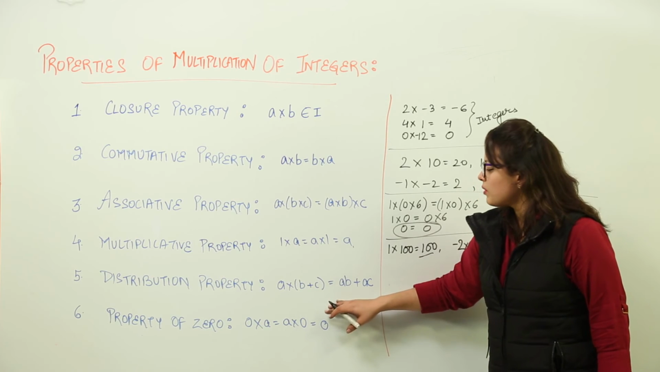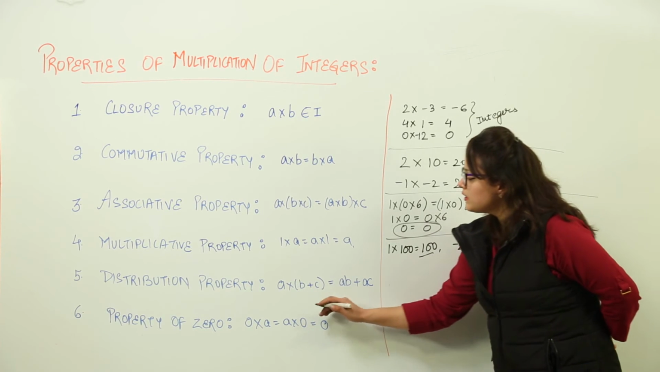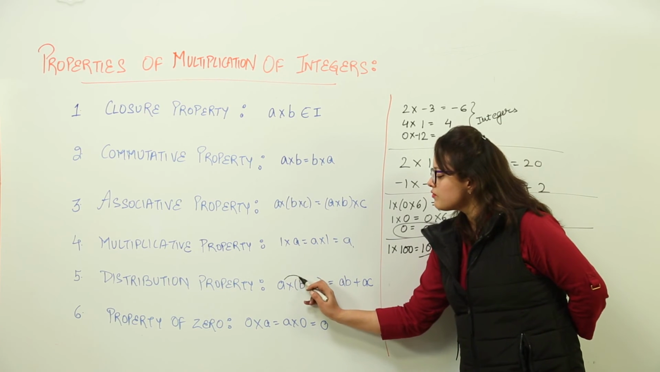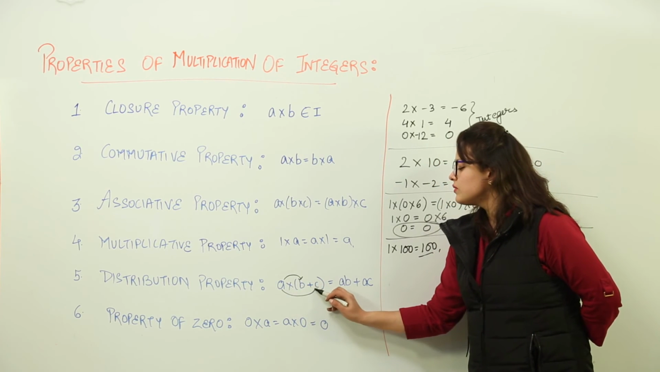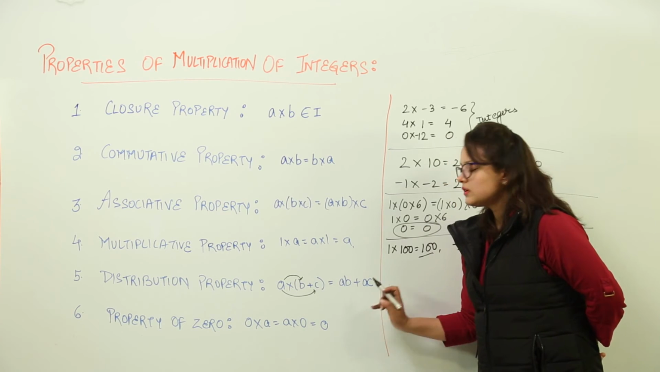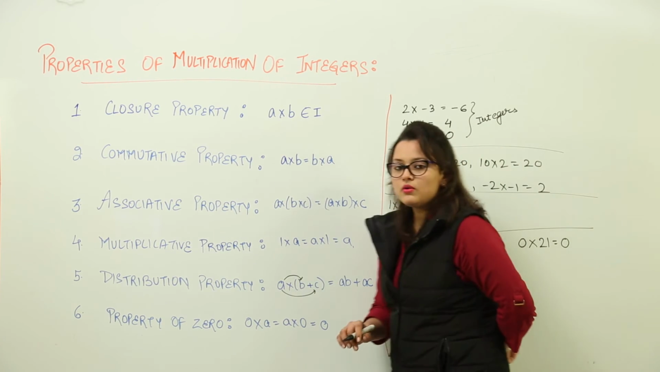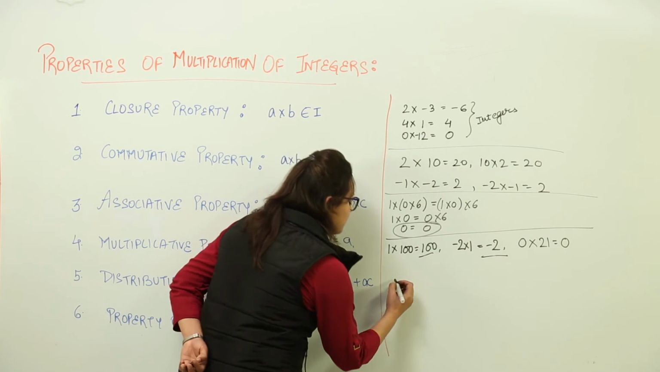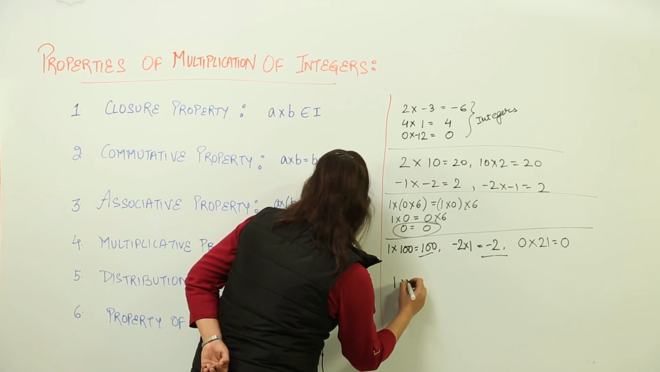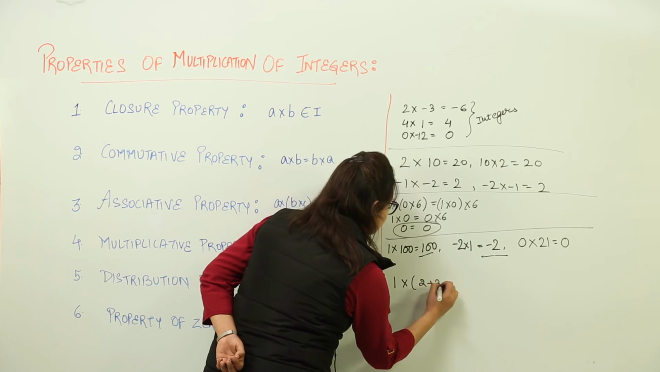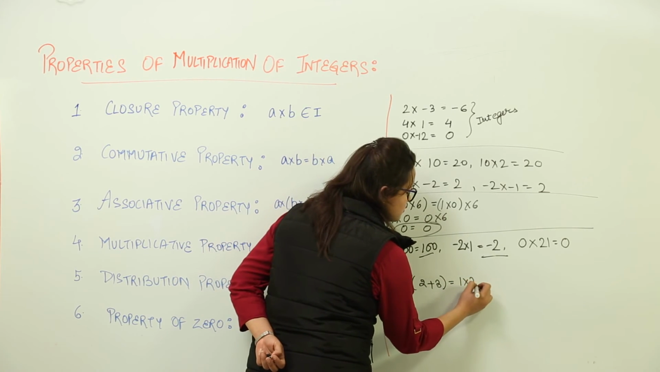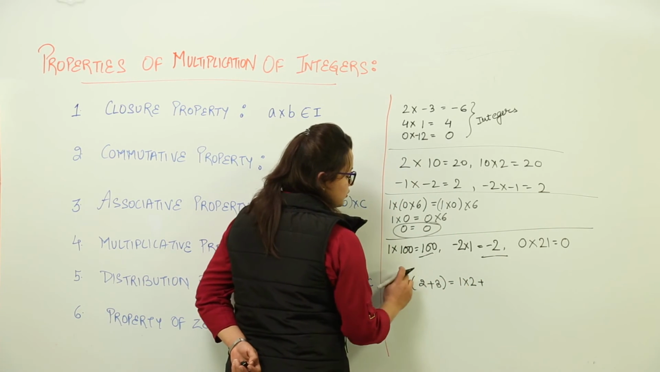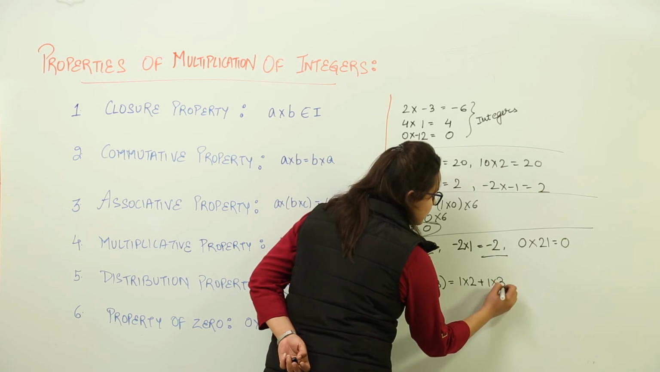The next is the distributive property. In the distributive property, we have seen that it would be equal to the multiplication of the first two integers added to the multiplication of the first and the third integer. Let us check this out. Let's take the example 1 into 2 plus 3. It should come equal to the product of the first two added to the product of the first and last term.